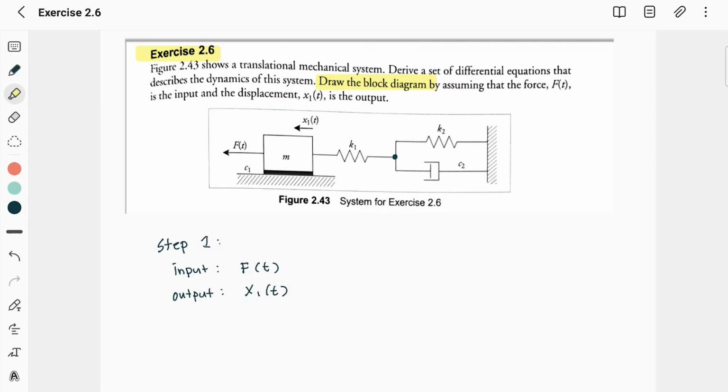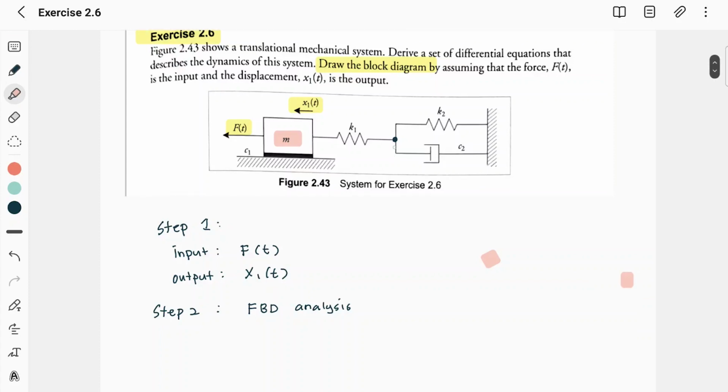Step 1 is to determine the input variable and the output variable of the system. In this system, the input variable is f and the output variable is x1. Step number 2 is to do free body diagram analysis. In this problem, there will be two analyses. The first analysis at the mass. The second analysis at the connecting point of spring and damper.